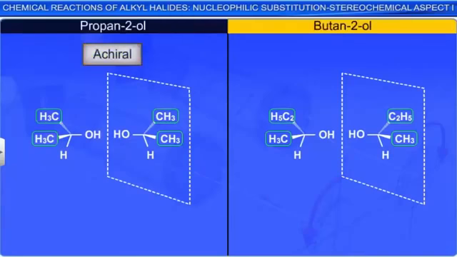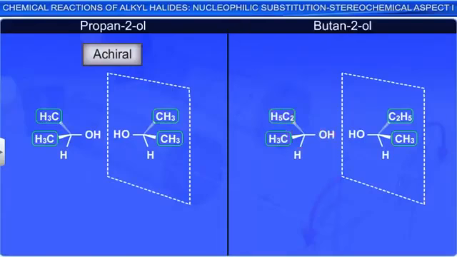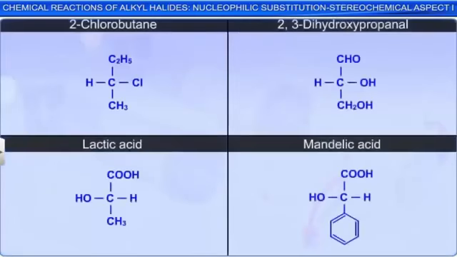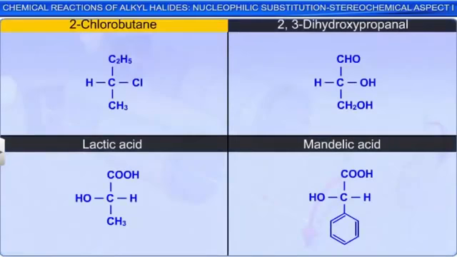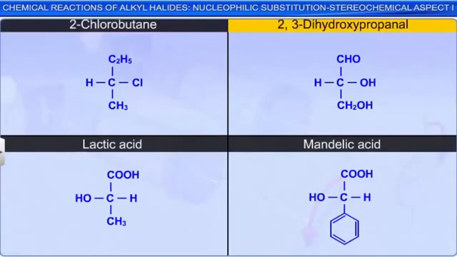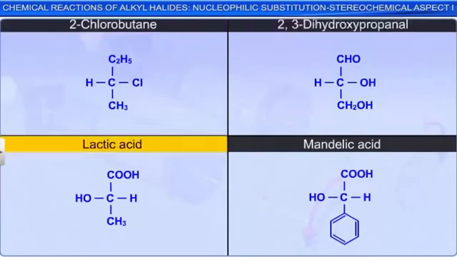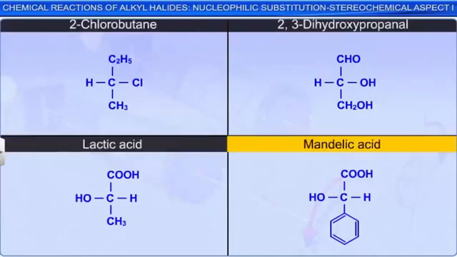However, butan-2-ol contains four different groups attached to the tetrahedral carbon. Hence, it is an asymmetric molecule and is expected to be chiral and optically active. Some common examples of chiral molecules are 2-chlorobutane, 2,3-dihydroxypropanol, lactic acid and mandelic acid.